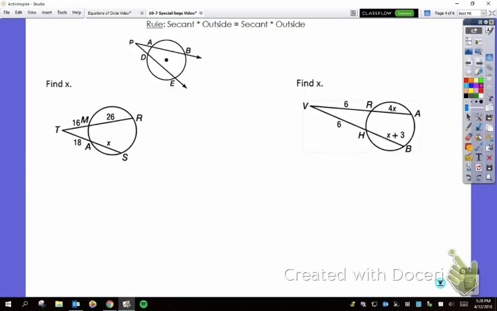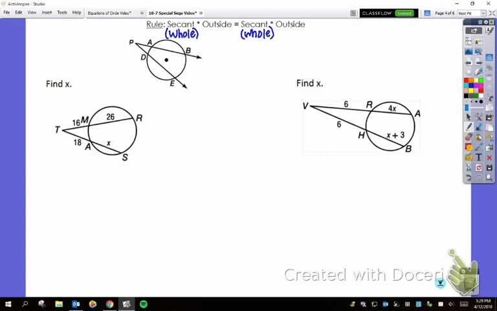Your third one looks like this, where we've got two secant lines, but these secant lines intersect on the outside of the circle. So that's going to be important. Now, our rule is secant times the outside equals secant times the outside, but I don't love using that secant word. I actually want you to think whole. So whole times the outside equals the whole times the outside.